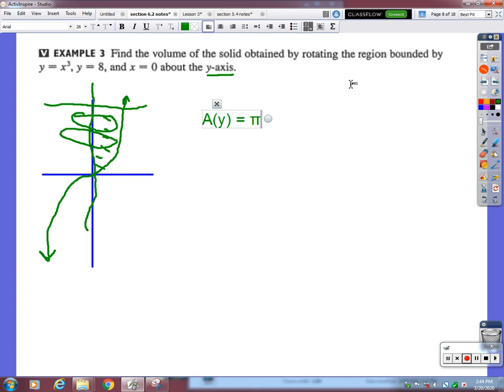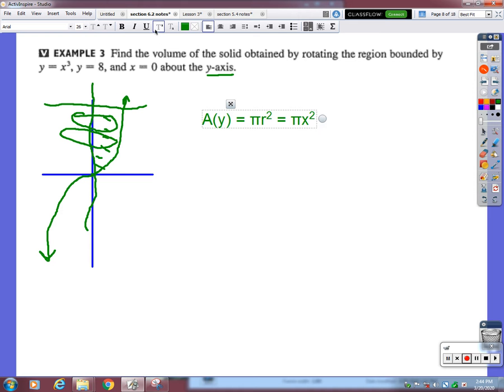That's going to be pi times the radius squared, because we're still dealing with cylinders. The difference is this time, since we're going this way, the radius is going to be defined by the x-coordinate instead of the y-coordinate. So it's going to work out to be pi times x squared.